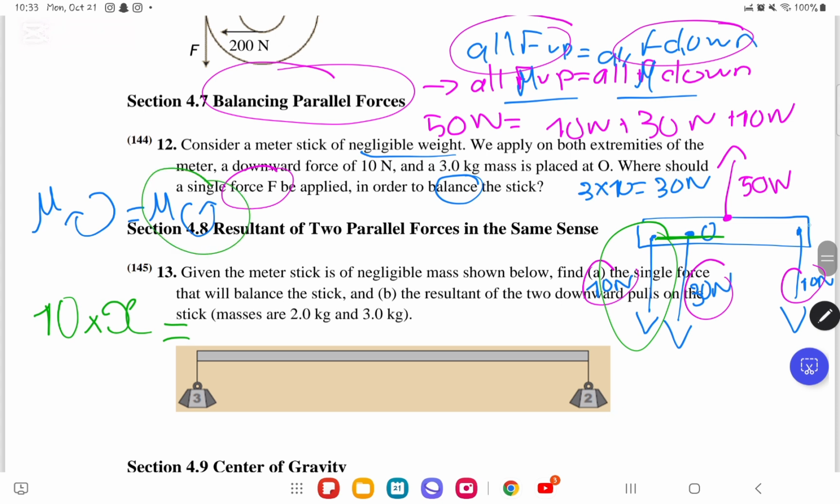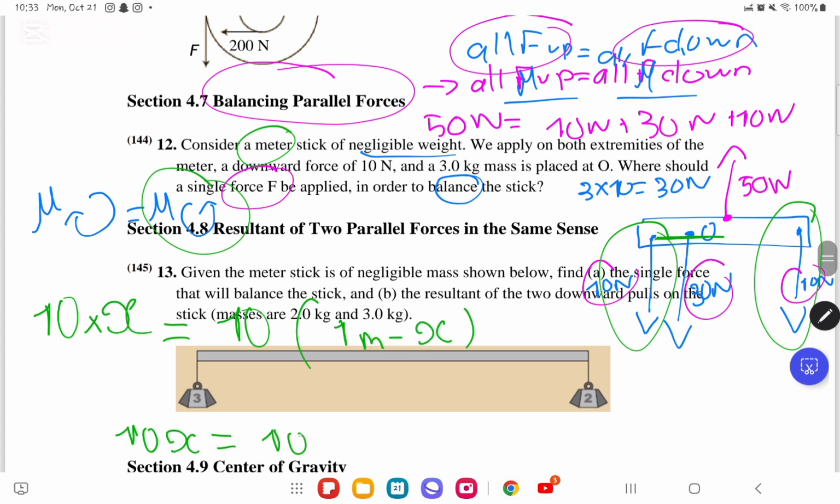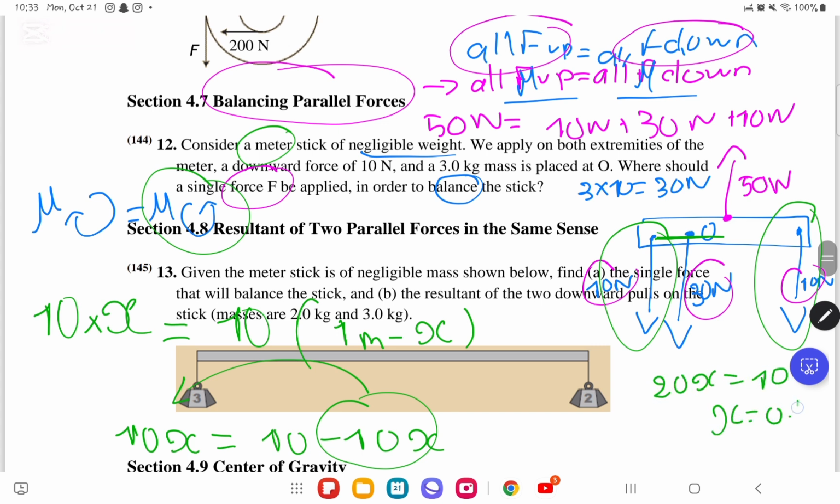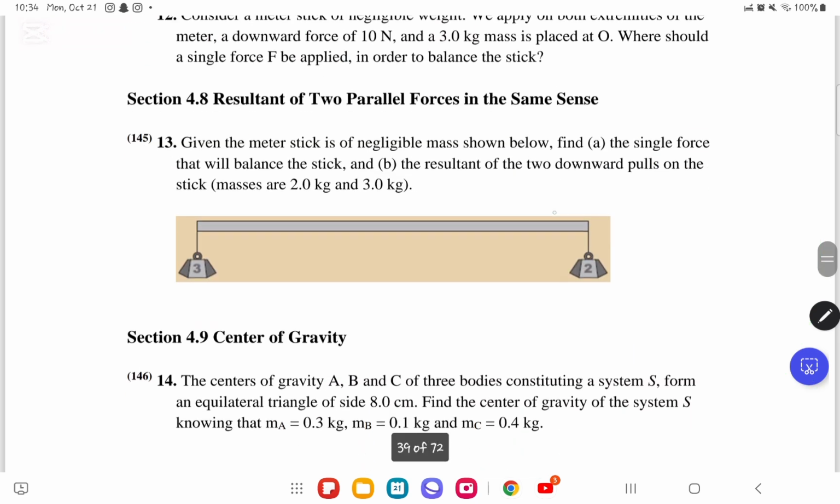counterclockwise. So we're gonna do the same thing, and now it's gonna be 10, which is the force, multiplied by the total length of the stick, which is 1 meter minus x. So it becomes 10x is equal to 10 minus 10x. Move this to the other side, you are gonna get that 20x is equal to 10, so then x is equal to 0.5. So you should put the stick at a distance of 0.5 meters in order to balance it.